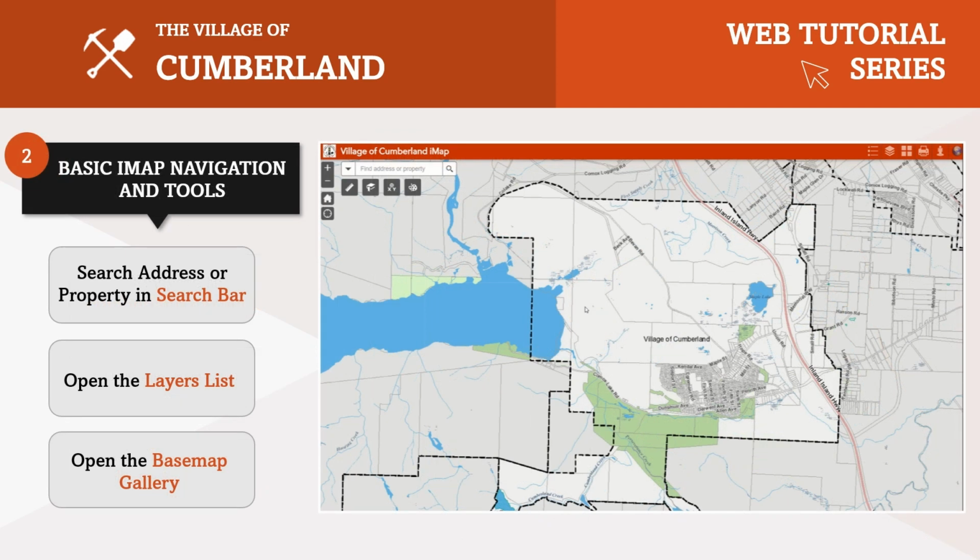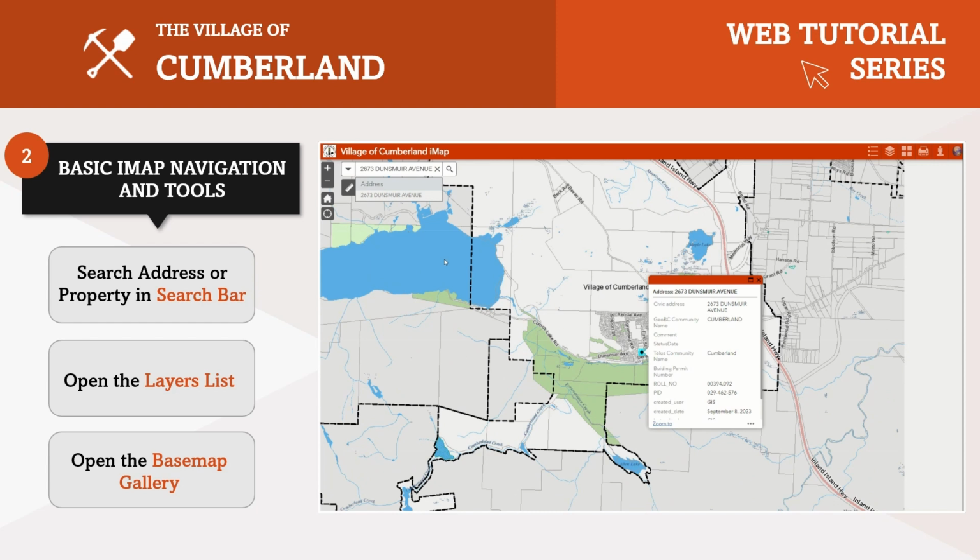You can search your property address in the search bar on the top left-hand side of the map. We'll use a village office address as an example. We recommend typing in the street address number, then all addresses with that number will appear in a drop-down list. From here, you can click your desired property address.